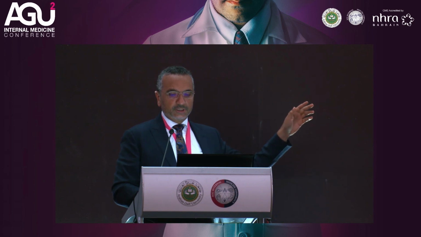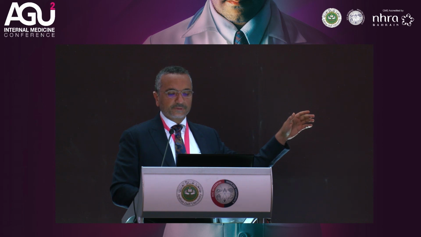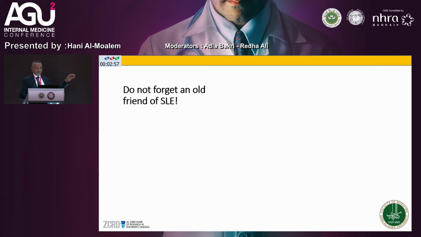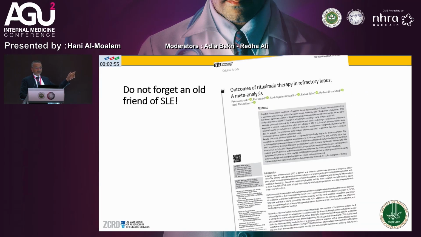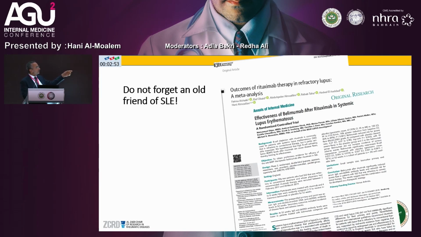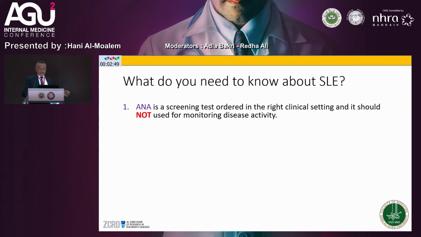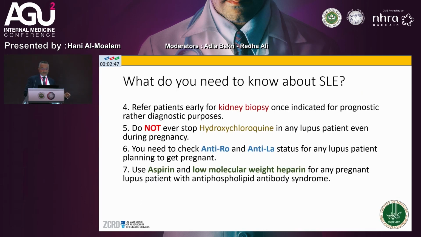I'm finishing. So interferon. Okay. And as I told you, rituximab, and there is a new concept right now, double B-cell blockade with rituximab and belimumab. And these are the 7 things that I told you about. Thank you very much.